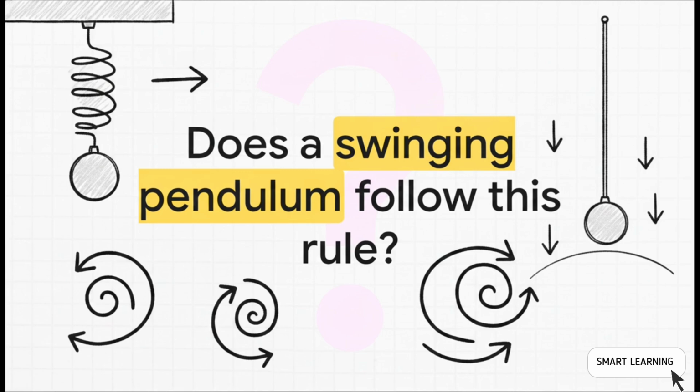But it does leave us with a pretty fascinating question to ponder. What if we change the system entirely? Like, if we completely remove the spring, suspend a mass from a string instead, and just let gravity provide the restoring force? Does a swinging, simple pendulum follow this exact same mathematical rule? Think about that for a bit, and we'll see you in the next explainer.